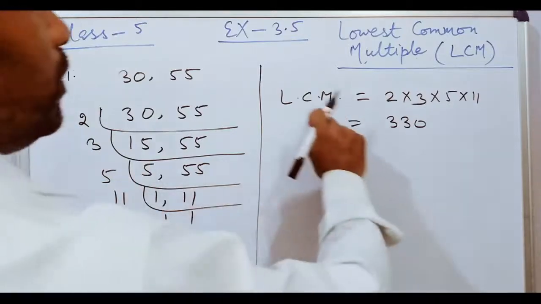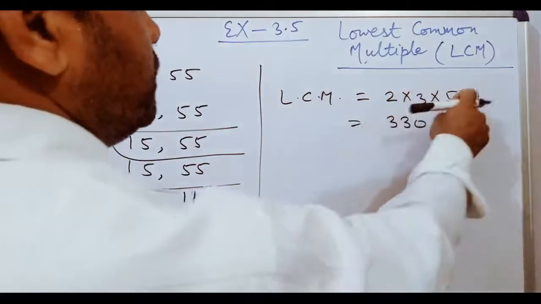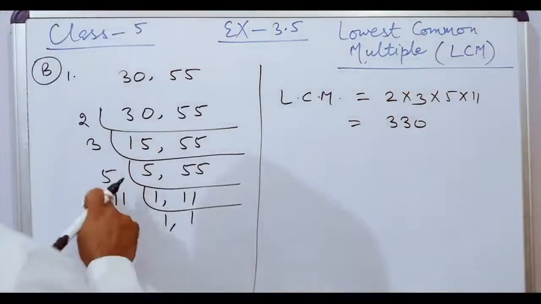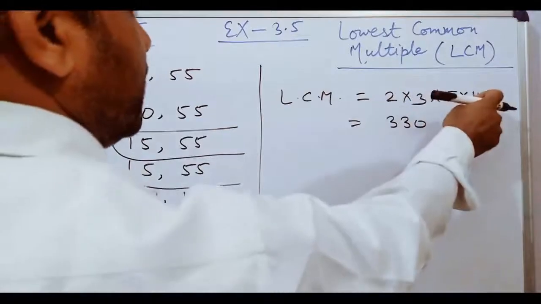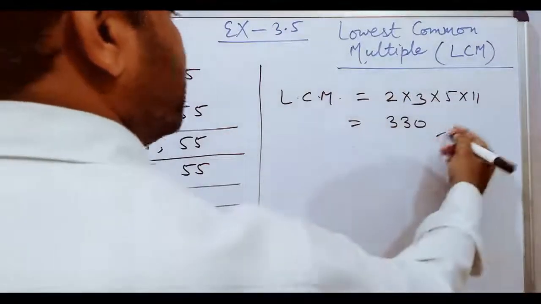Then LCM equals 2 into 3 into 5 into 11. Now 2 3s are 6, 6 5s are 30, 30 11s are 330. This is the answer.